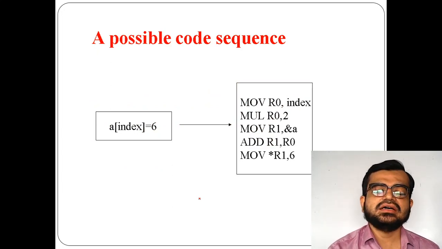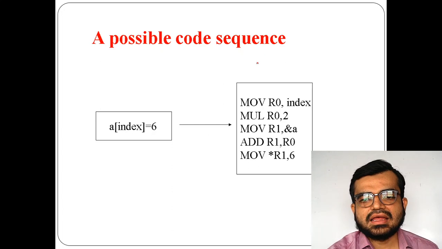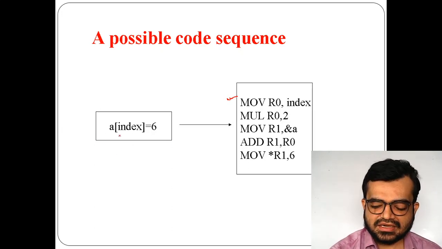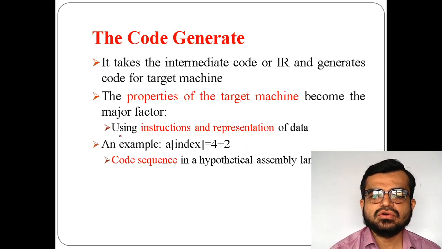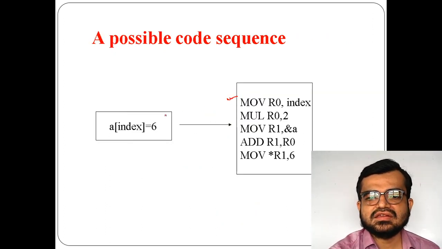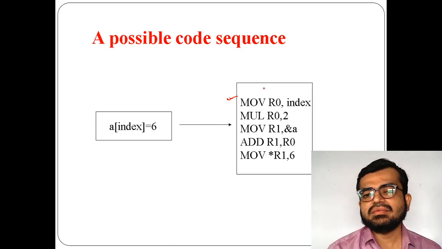If you see here, this is using special symbols, that is assembly language. This is an example here. So a of index is equal to 6, if you go a of index is equal to 4 plus 2. So here you are using registers. Register is a memory which is used to store in the computer.